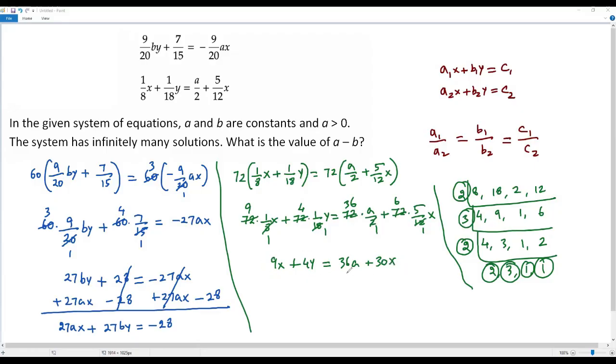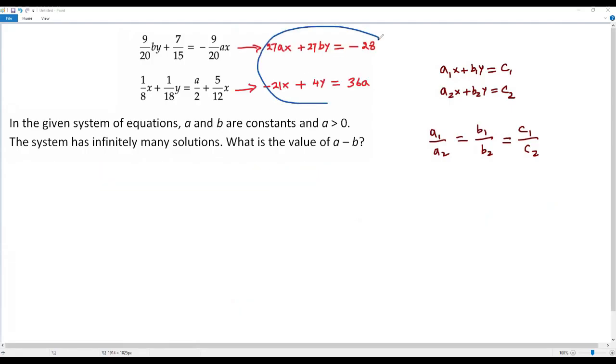Now let's get this equation in standard form. Let me subtract 30x from both sides of this equation. Then this positive 30x and negative 30x will cancel out. When I combine this positive 9x and negative 30x, I am getting negative 21x, then positive 4y. On the right side, we have 36a. Here I got the second equation in standard form. That is x term and y term on one side of the equation, constant on the other side of the equation. Okay, now let me erase the stuff and continue the problem.